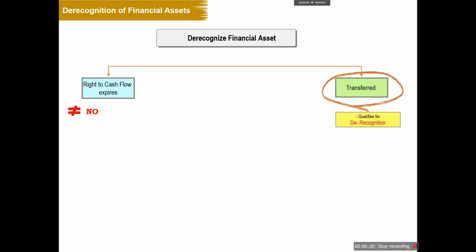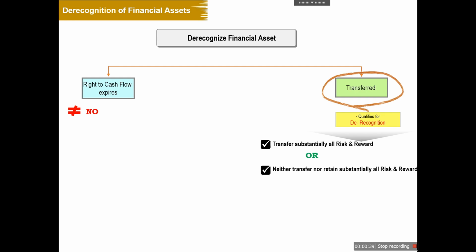And to check the criteria of transfer of financial assets for the purpose of derecognition, it should meet the qualification criteria of derecognition. For example, it has transferred substantially all risk and rewards related to financial assets, or it has neither transferred nor retained substantially all the risk and rewards and has not retained control of the asset.